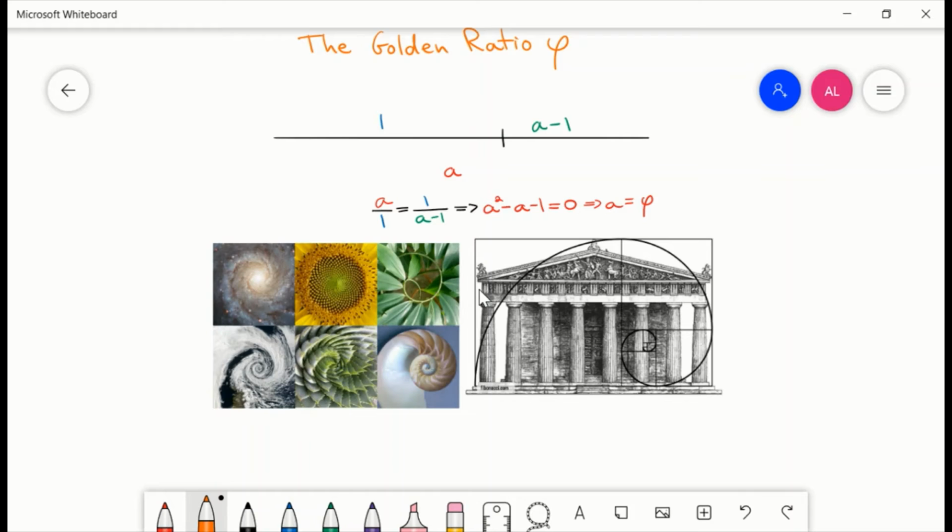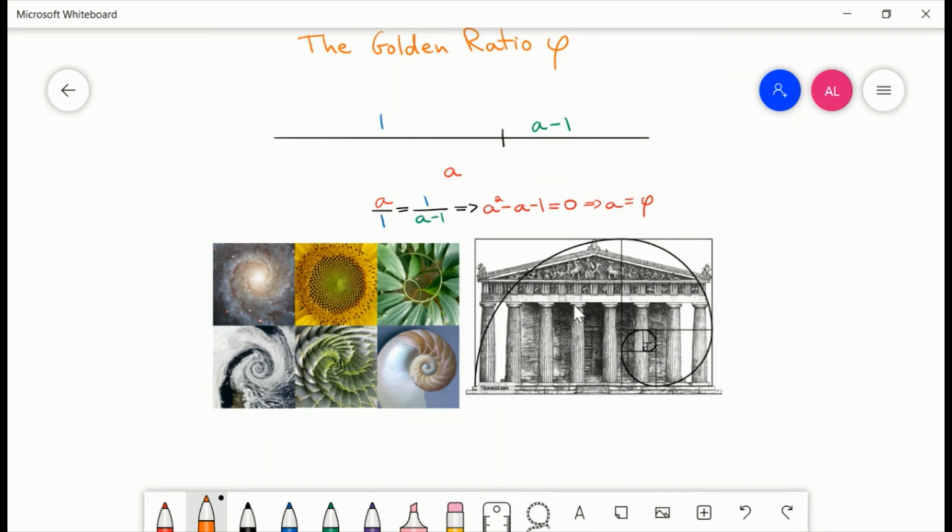In fact, looking at many ancient Greek buildings, such as the Parthenon, one can see that the longer side of its facade is phi times the shorter side. And this phi is a Greek lowercase letter. But then this number phi isn't like a mathematically arbitrarily chosen constant. It appears in nature a lot too.